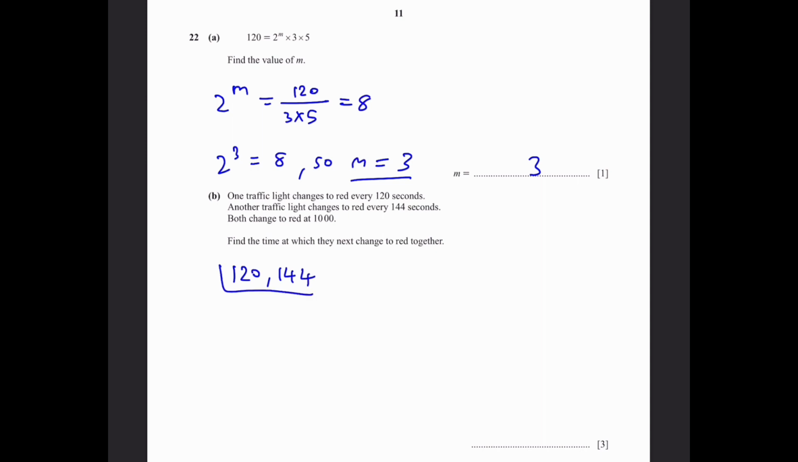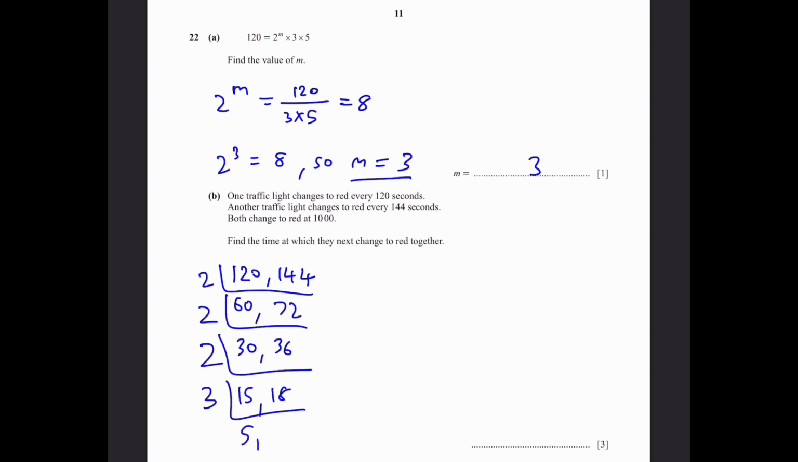We can do it like this. So we can just take out 2, 60 and 72. Another 2, 30 and 36. We can take another 2, 15 and 18. And we can take a 3, which is 5 and 6. Now that's all. So we simply multiply all these numbers. So LCM is equal to 2 into 2 into 2 into 3 into 5 into 6. Which if we did correctly, you get the answer as 720 seconds.